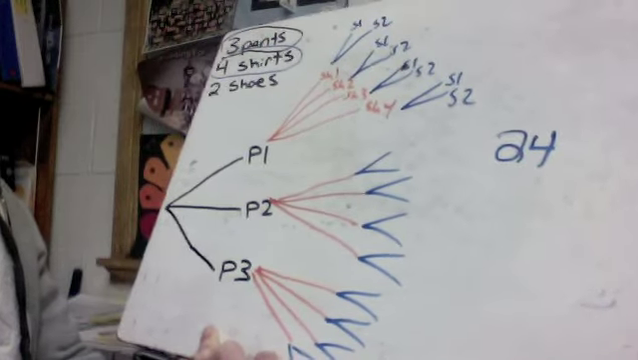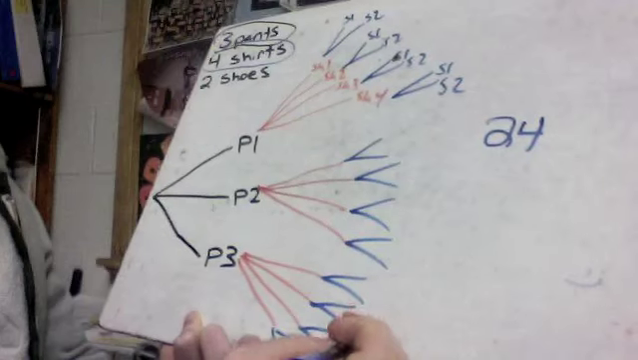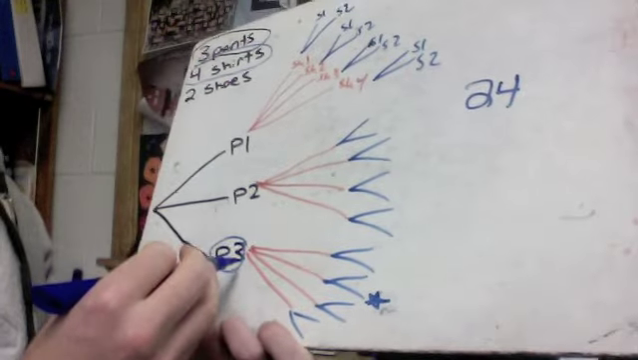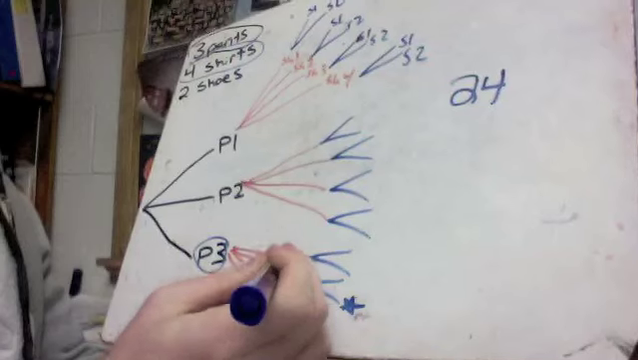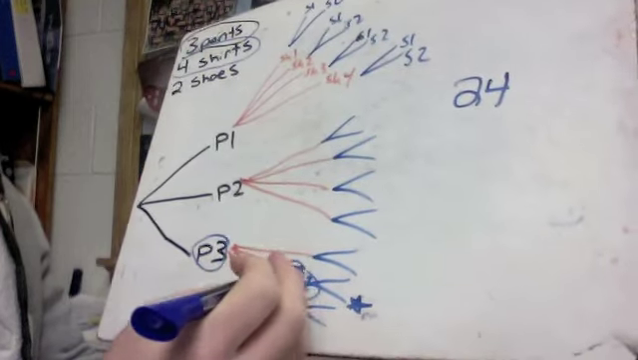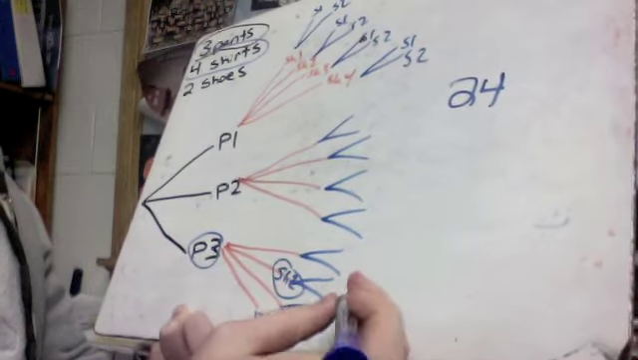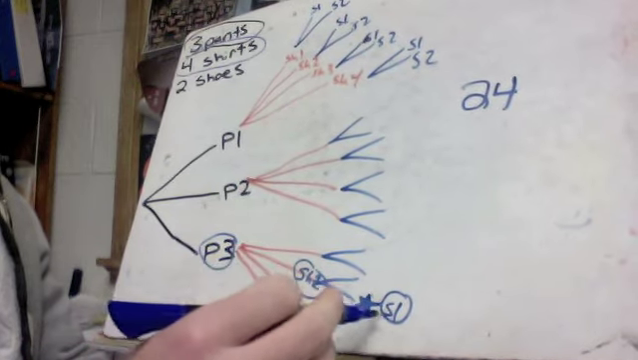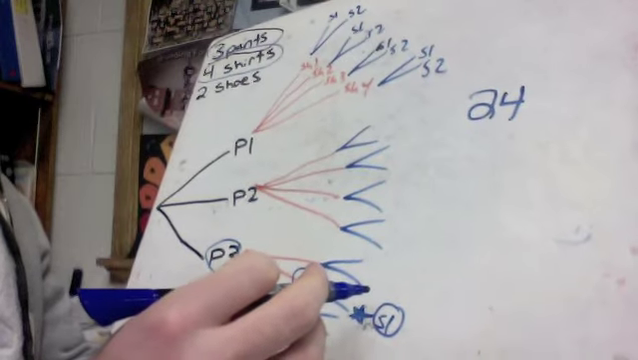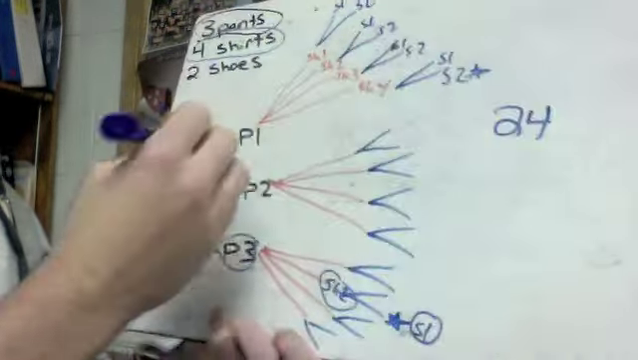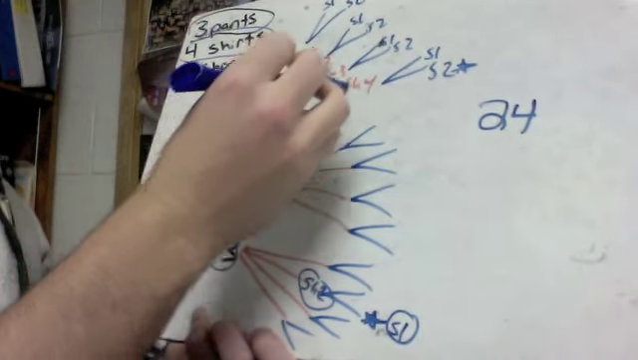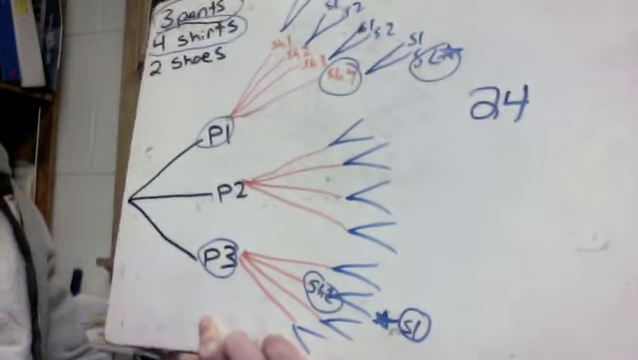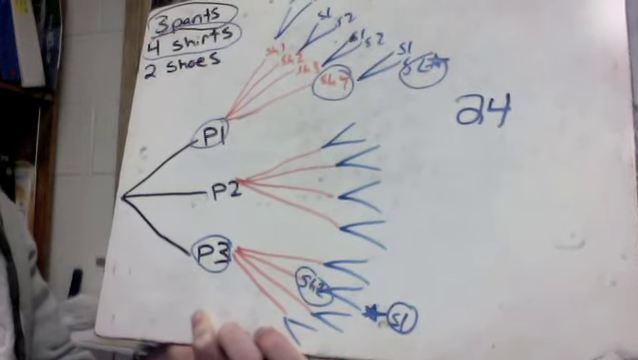And if we read this diagram, let's say we took this one right here. Okay, to read that, I would be taking pants 3, let's see, following this path, which would be shirt 2, and then following this path would be shoes 1. Pants 3, shirt number 2, shoes number 1. If I followed this path right here, I'd be doing pants 1, shirts 4, shoes 2.